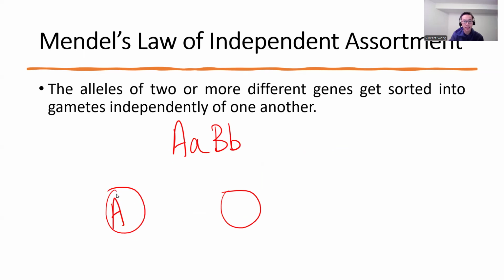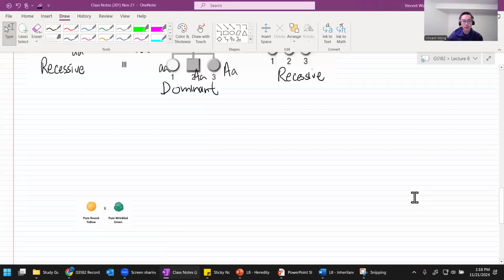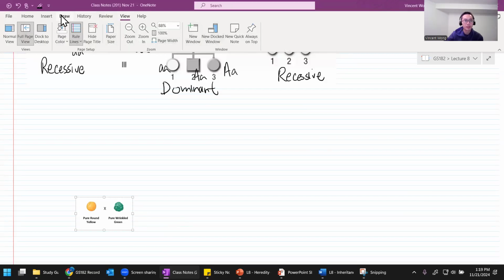For example, if you have big B, small b, and then we're producing gametes, you might get a big A here in this gamete, but just because you get a big A does not necessarily mean you're going to get a big B. It's also possible you're going to get a big A and a small b. So basically, how one gene is passed on to the next generation into the gamete will not affect how another gene is passed on. That's the law of independent assortment. So let's do some practice first before we do the dihybrid cross.